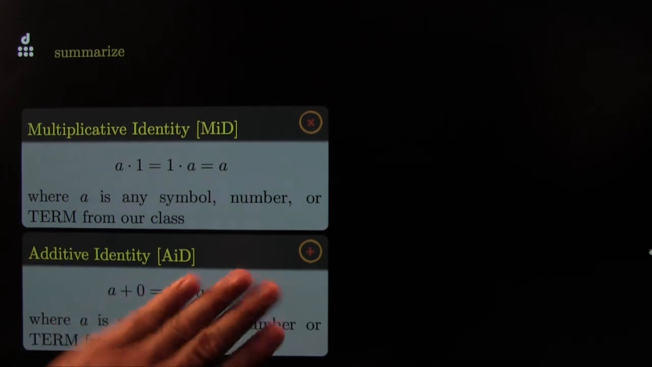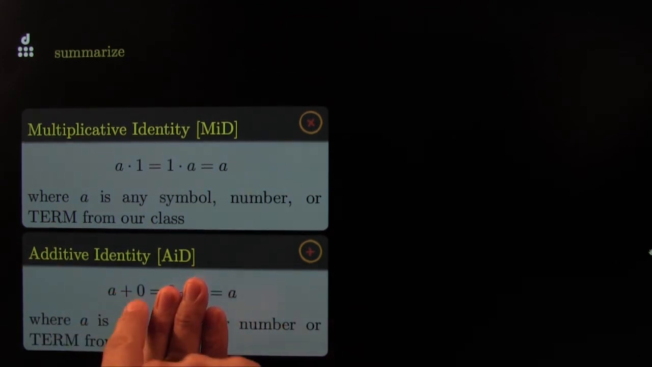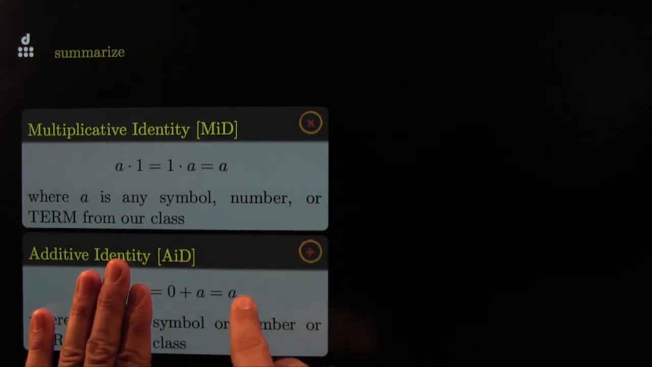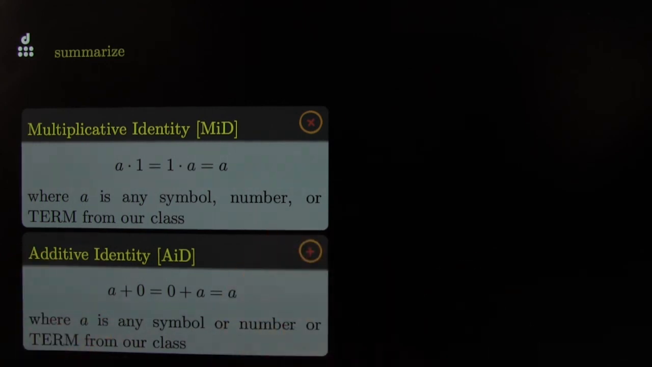Additive identity. a plus 0, still a. Nothing happens when you add a 0. Other way around. 0 plus a, nothing happens. You still get a. Works for any a. Additive identity.